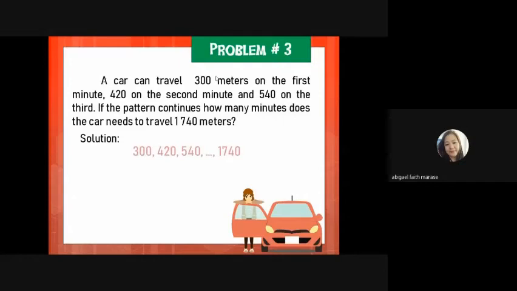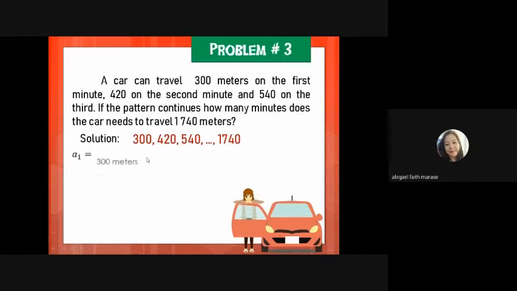So for our solution, let's write it first this way. So ang ating first minute is 300, second minute is 420, third minute is 540, and our last minute is 1,740. So we are asked kung ilang minuto daw kaya bago makover niya yung 1,740 meters. So that will be represented by n. Ang hahanapin natin ay n.